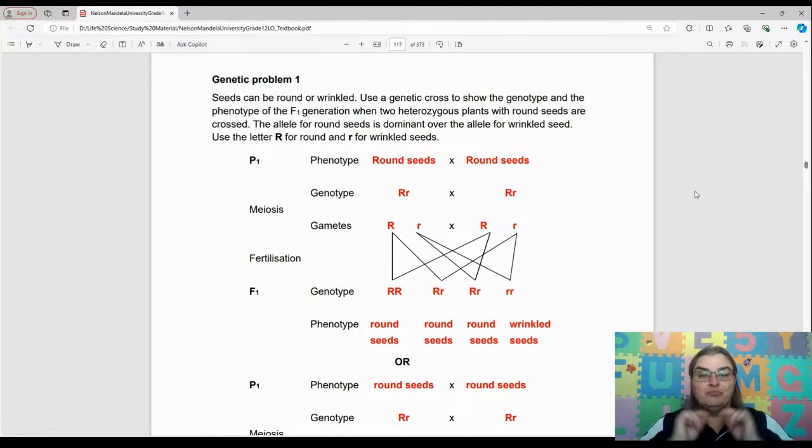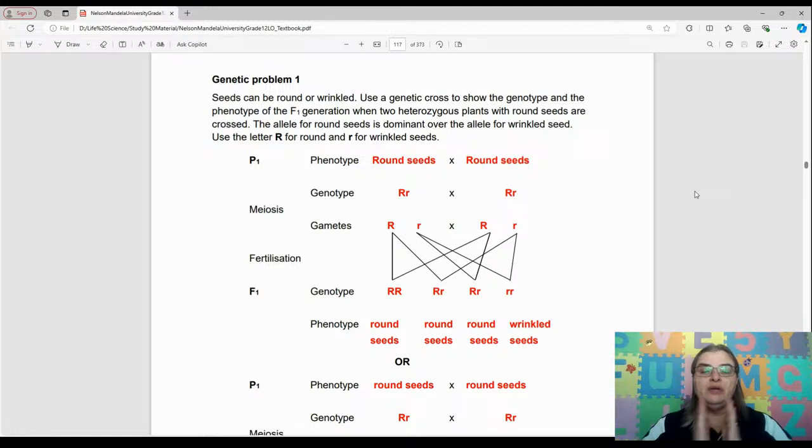Now, here comes the important part, the genotype, what's going on at the genetic level in the genes. Capital R, small r, because we said they're heterozygous, which means they're carrying both possibilities. It's just that the capital R is dominant, and that's why we see the round seed. But it's still got the potential for a wrinkled seed in there. And the same with the other parent. So we've got our two parents with capital R, small r, crossed with capital R and small r.